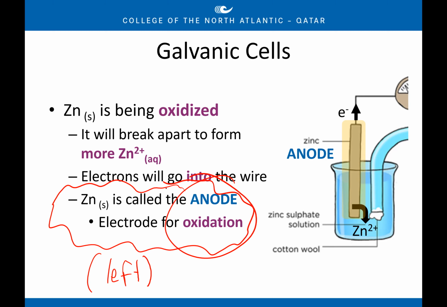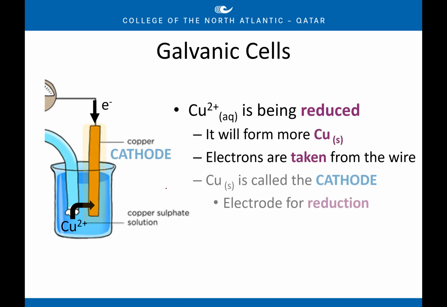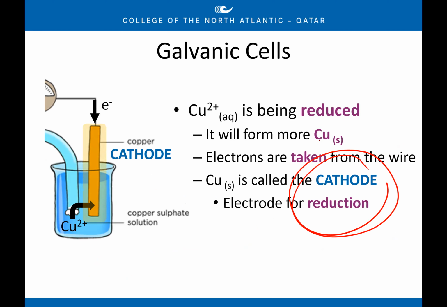If you're wondering where the name anode comes from, and I won't get too much into the details, anode comes from the fact that anions are attracted to it. And I'll talk a bit about that later. So zinc is the chemical being oxidized. It's losing electrons, and we give it a name called the anode. On the other side, the copper is being reduced. Reduction happens at the cathode. Cations are attracted to the cathode. That's where the name comes from.